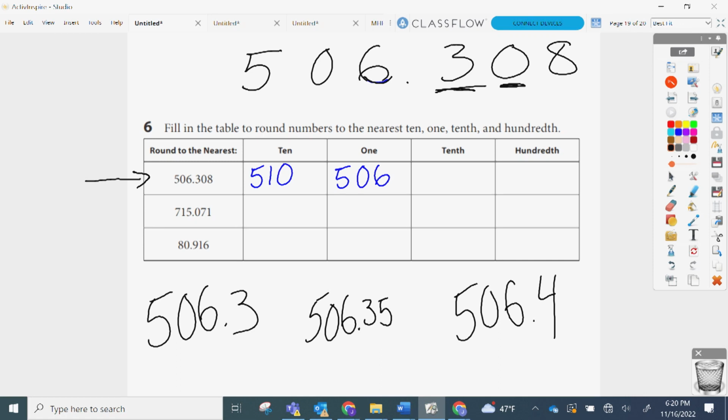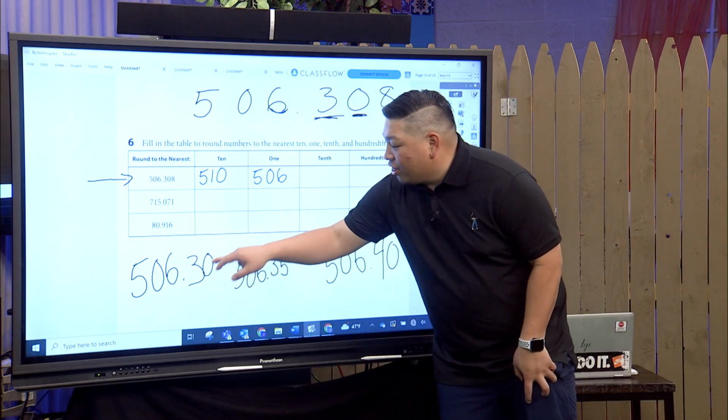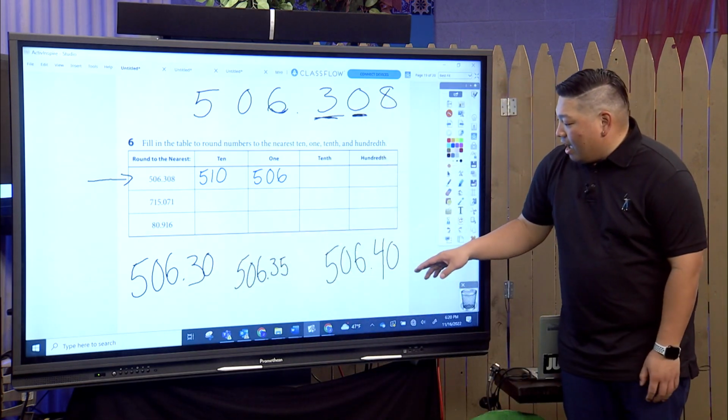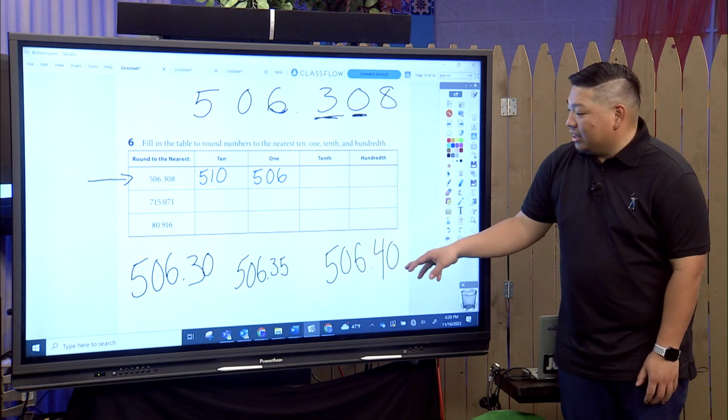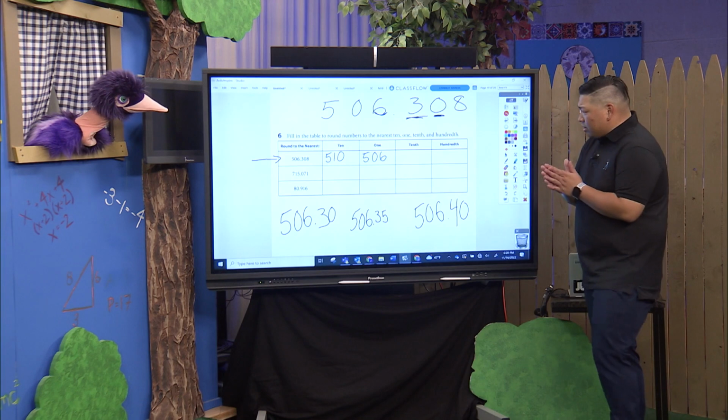Something you can do to help you, especially when we start getting into the decimals, is if I do this here, I didn't change the value. I just changed the way it looks so I can make more sense of it. So 506 and 30 hundredths, or 506 and 40 hundredths, and in the middle it's going to be 35. Perfect.